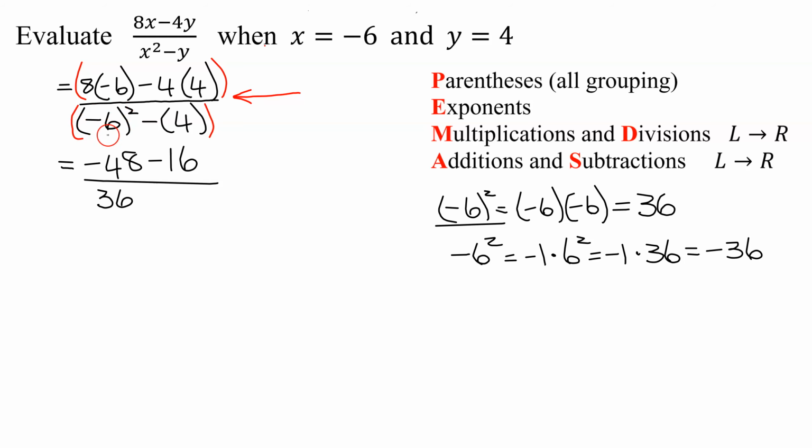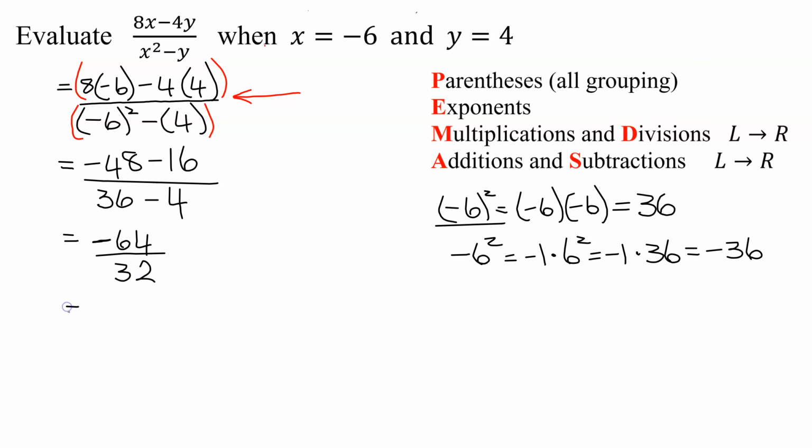So now negative 6 all squared was positive 36 minus, those parentheses are not needed, so I'm just going to have minus 4. Now in the numerator, I have negative 48 minus 16. So that's the same as negative 48 added to a negative 16. When you add integers with the same sign, you keep the sign, which is negative, and add the numbers. 48 plus 16 is 64. So I'm going to get negative 64 in the numerator divided by 36 minus 4 is 32.